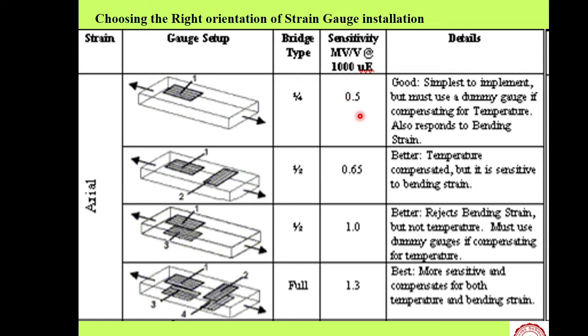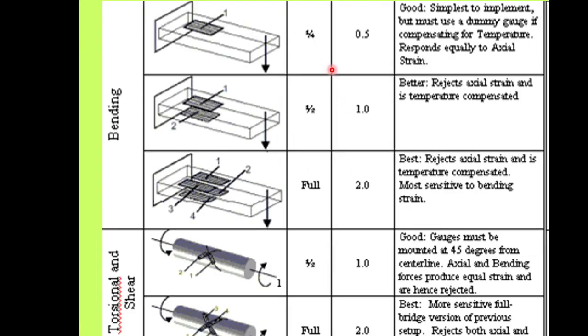This is delta E by E corresponding to 1000 microstrain. So from that this value is coming. So here in bending with a single strain gauge, quarter bridge, we are getting that value as 0.5. Then with 2, it would obviously be double, and here with 4 active gauges it is 2.